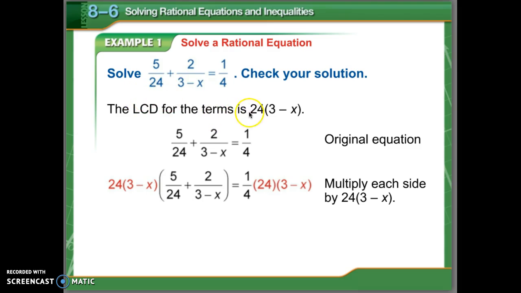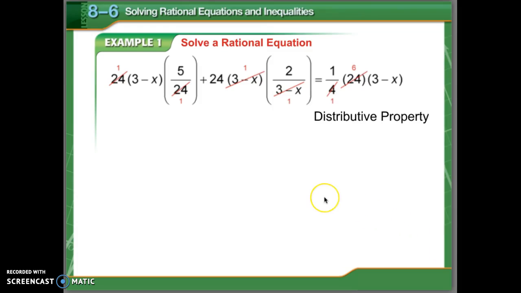So we found the common denominator of 24 times 3 minus x. And then we want to figure out what each term is missing from 24 times 3 minus x. So this first fraction is obviously missing the 3 minus x. So we're going to multiply the top and bottom by 3 minus x. This term is missing the 24. We're going to multiply the top and bottom by 24. And this term is missing 6, because 4 times 6 gives us 24. So it's missing the 6 and the 3 minus x. So we're going to multiply the top and bottom times 6 times 3 minus x.